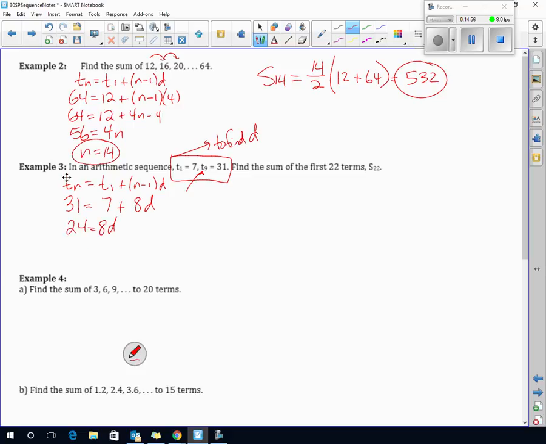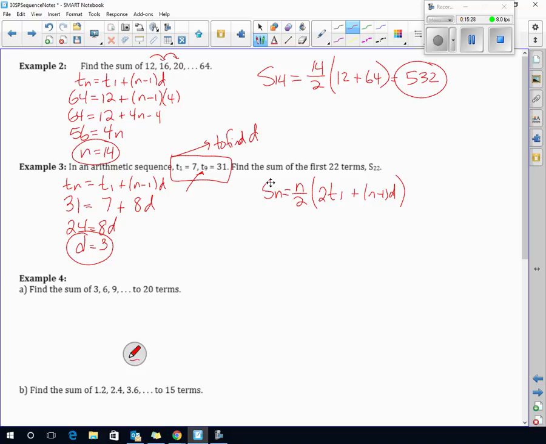So after I find d, I can use the second formula, Sn equals n over 2 times 2t1 plus n minus 1 times d. The reason I'm using the second formula is that if I want to use the first sum formula, I need to know what the last term value is, and I don't know what that is. You could figure it out using this formula, but why, when you have another formula?